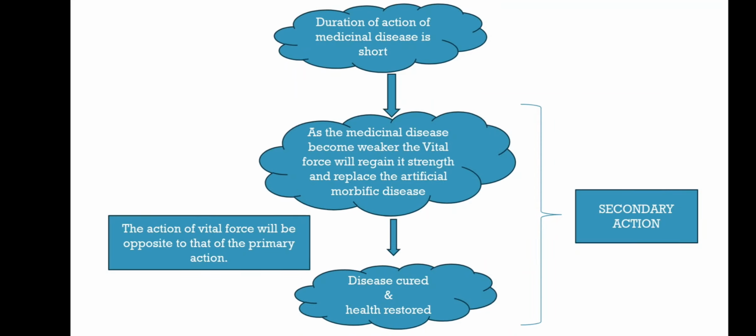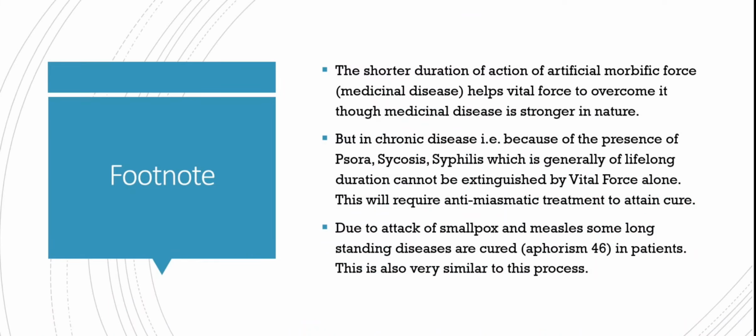The duration of action of medicine is very short because of the minuteness of the dose. Therefore, what happens? The vital force will regain its strength and replace the artificial morphic agent. Now, during the secondary action, the vital force will restore all the normal functioning and therefore disease is cured and health is restored. This is the secondary action. The shorter duration of action of the artificial morphic agent or the medicinal disease is what helps the vital force to overcome the medicinal disease and produce cure.